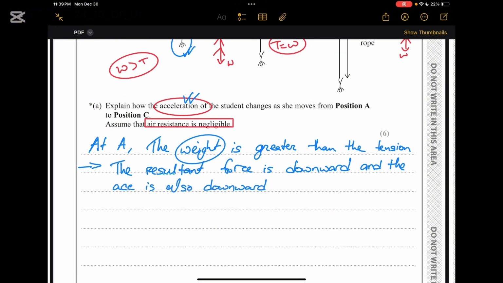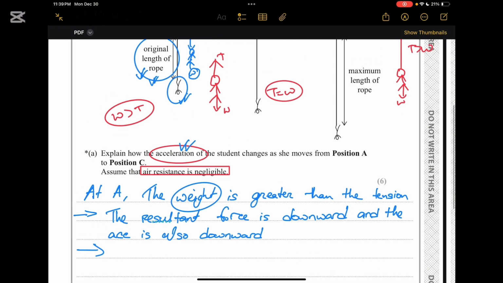So the tension is increasing, right? As it is going downward, as the rope is extending, the tension is increasing. So when the tension is increasing, the resultant force is downward, right? If the tension is increasing, then the net downward force is decreasing. If it decreases, then the resultant force, which is downward, is also decreasing, right?